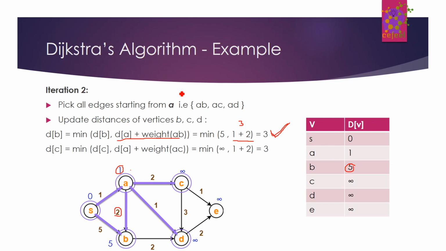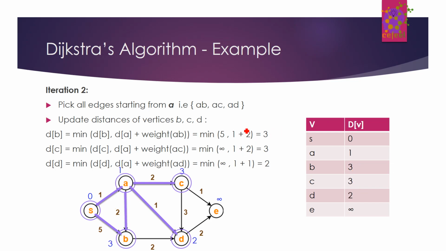Cool. Moving to distance vector of C, the distance of C. Now distance of C was earlier infinity, and through our path it is 1 plus 2, which means 3. So we have updated it to 3. And distance of D would be 1 plus 1, which is 2. So this is a new distance. So notice our distance of B gets updated, whereas distance of C and D is now changed to 3 and 2. Alright, cool.